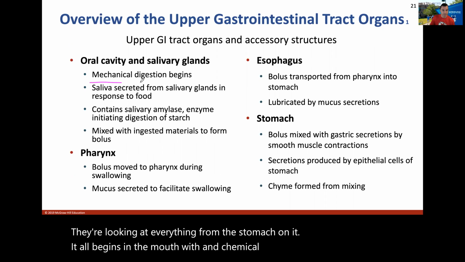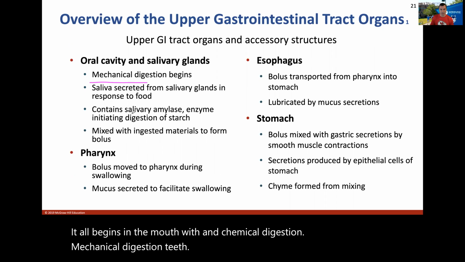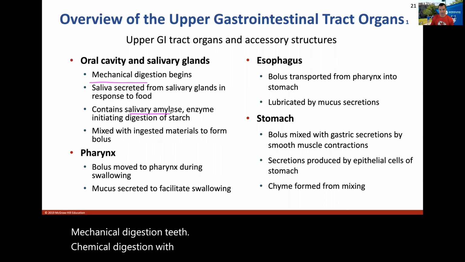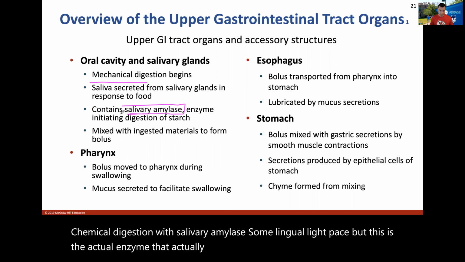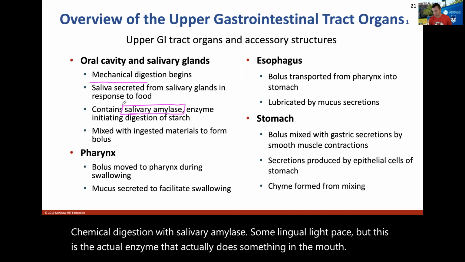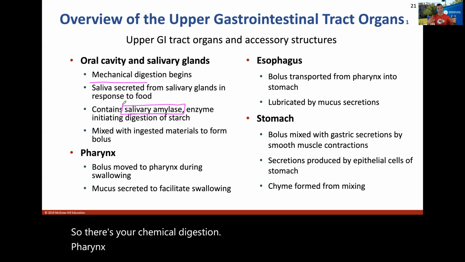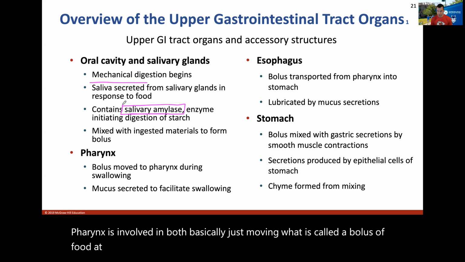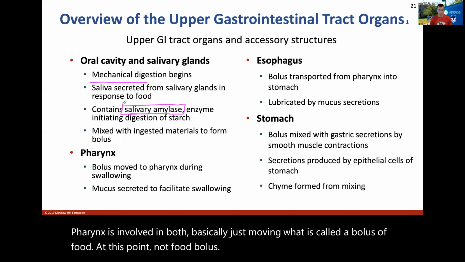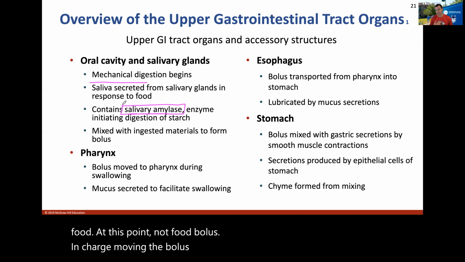Okay. Mechanical digestion, teeth. Chemical digestion with salivary amylase, some lingual lipase, but this is the actual enzyme that actually does something in the mouth. So there's your chemical digestion. Pharynx is involved in basically just moving what is called a bolus of food at this point, not food, bolus. It is in charge of moving the bolus down. Esophagus, the same thing. Mucus is what helps to do that.